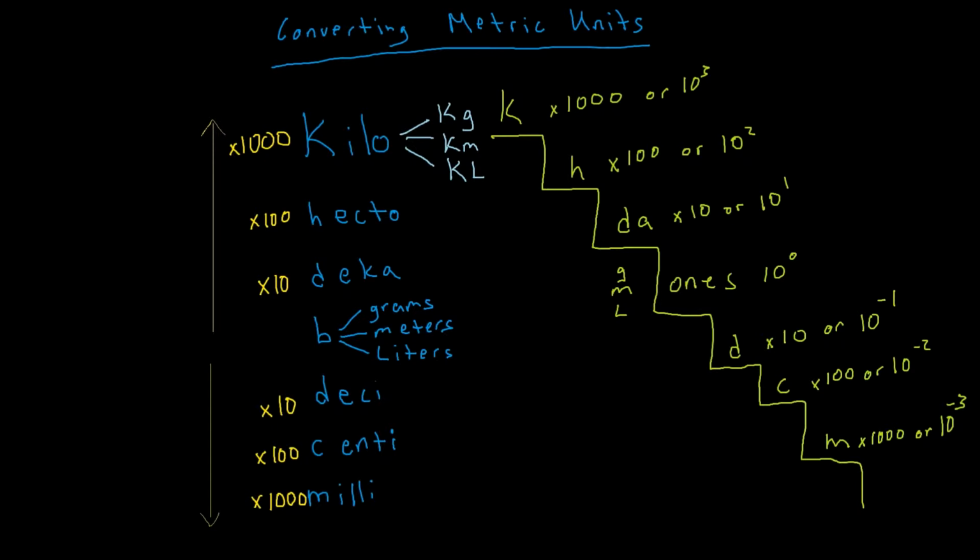So let's change pens and change pen colors real quick. And let's say I have an object that is 15 centimeters long, and I want to actually convert this to meters. How can I do that?